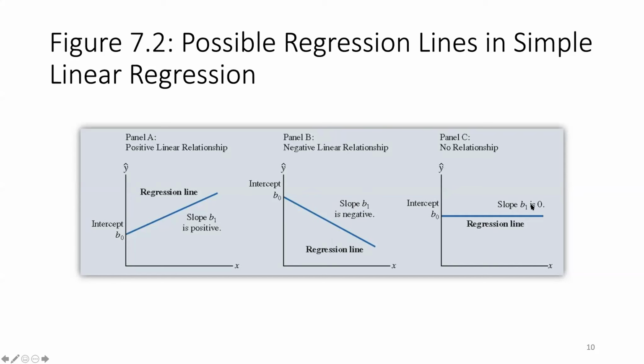This is showing the slope is 0. So this is where you would find that the p-value is greater than the level of significance. There is no linear relationship between the x and the y variable. Okay, so fixed costs are an example of that, where the fixed costs remain the same no matter what level of activity you're at.